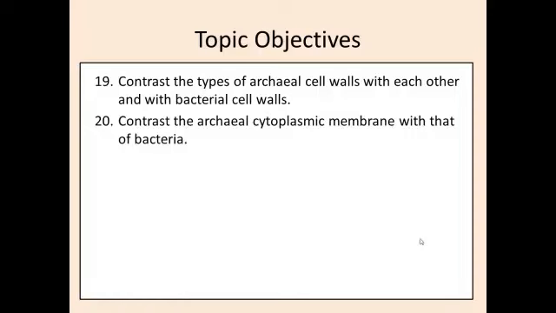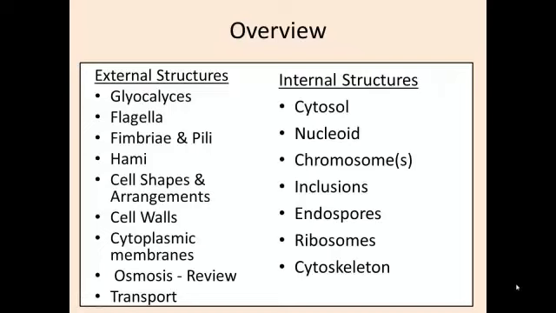Whew, that's a lot, isn't it? But we will be covering all of these topics. Now, on to what structures we'll be covering in this topic. We will be discussing glycocalyces, flagella, fimbriae and pili, hami, cell shapes and arrangements, cell walls, cytoplasmic membranes, a review of osmosis, and transport. In the next topic, we will be discussing internal structures.